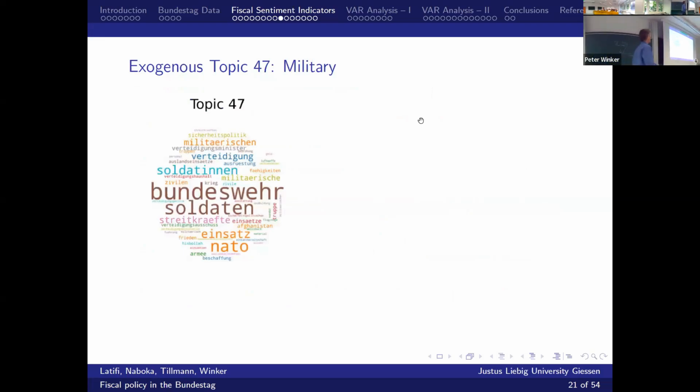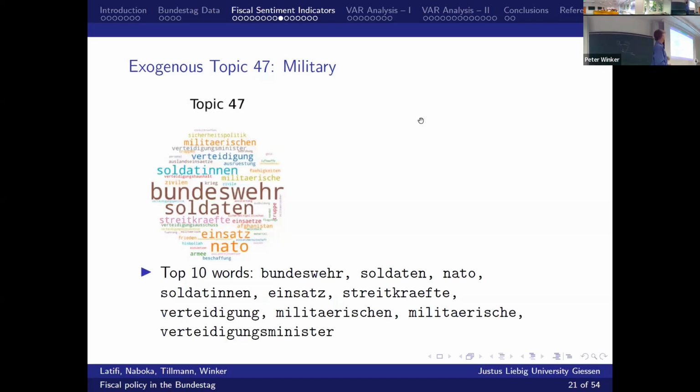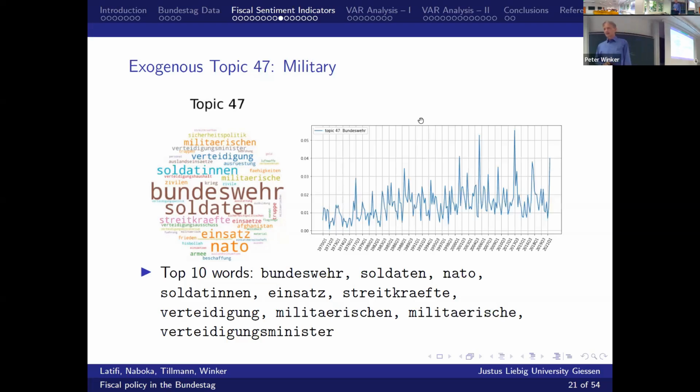Just to show you two examples, one topic is military, which we consider as rather exogenous to macroeconomic shocks. So you don't spend more on military because oil prices are high, but because you see some global changes going on and you think it's a clever idea to do so. There are words showing up in this topic, so I think that's quite okay.